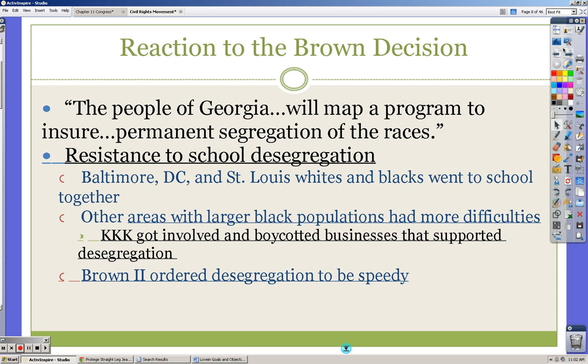And then Brown 2 was ordered to make desegregation more speedy. Brown 1 basically said that they had to integrate these schools with all deliberate speed, and this basically meant that as long as you were trying, it was working. They decided that this was not acceptable, and it wasn't happening fast enough, so Brown 2 sped that system up.